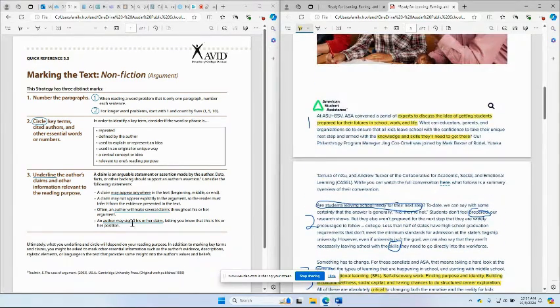So this marking the text document will be available to you through your teachers and can be used in any subject areas. And then this article you guys will be able to discuss today. So take some time now to finish that article, and then your teachers will discuss more with you further. Thank you.